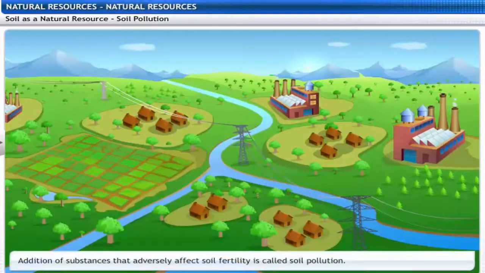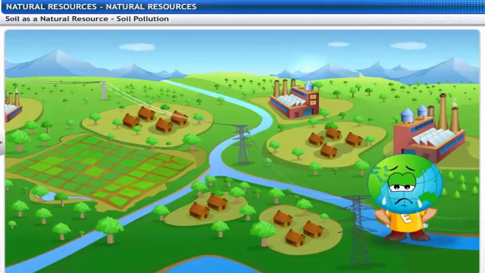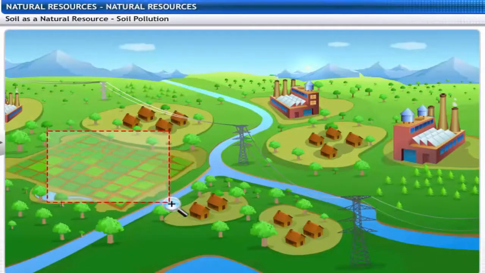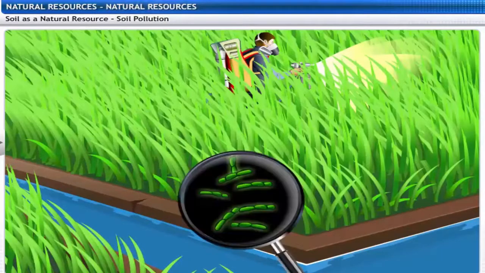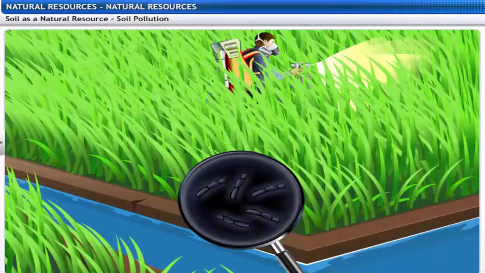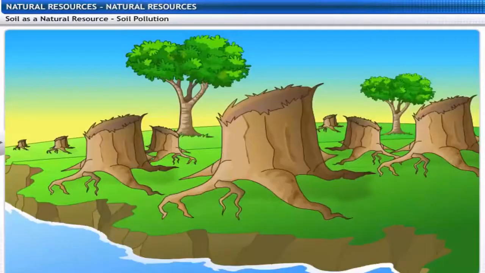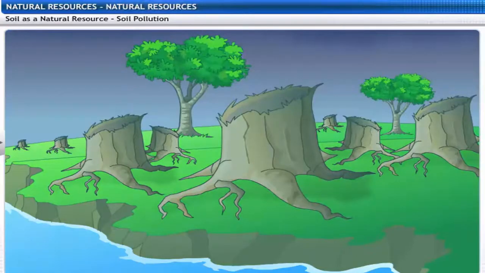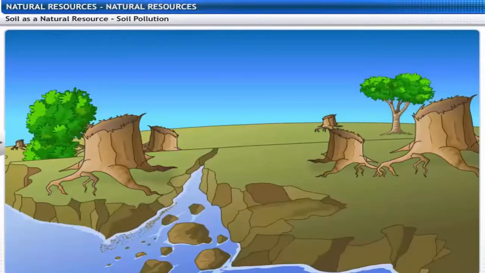The addition of substances that adversely affect soil fertility is called soil pollution. It seems we didn't spare soil too. How did we do it? Use of fertilizers and pesticides destroy soil structure by killing microorganisms and earthworms. Deforestation leads to soil erosion. Fine particles of soil are also carried away by water and wind.